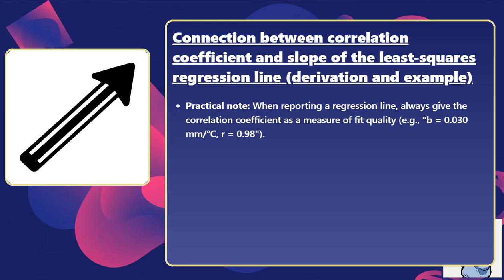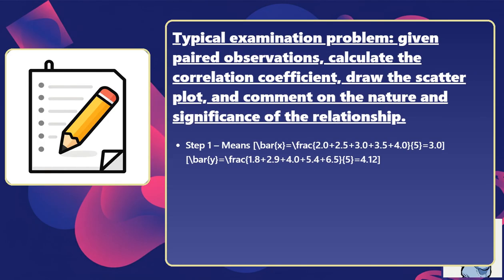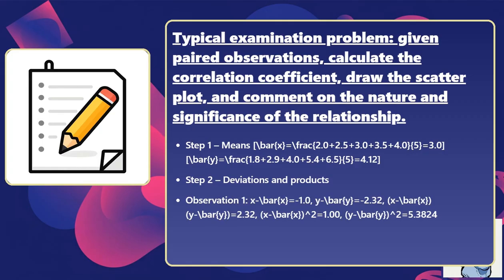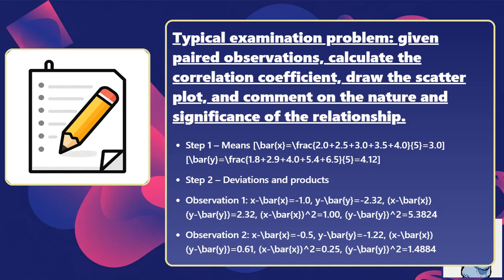R equals 0.98. Step 1: x bar equals 3.0, y bar equals 4.12. Step 2, deviations and products. Observation 1. X minus x bar equals minus 1.0, y minus y bar equals minus 2.32, their product equals 2.32, x deviation squared equals 1.0, y deviation squared equals 5.3824. Observation 2. X minus x bar equals minus 0.5, y minus y bar equals minus 1.22, their product equals 0.61, x deviation squared equals 0.25, y deviation squared equals 1.4884.